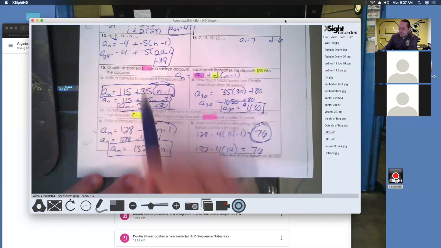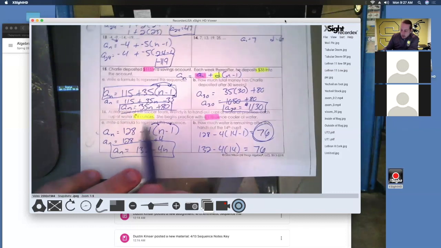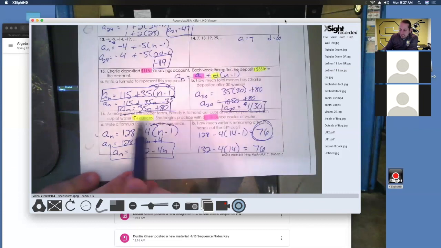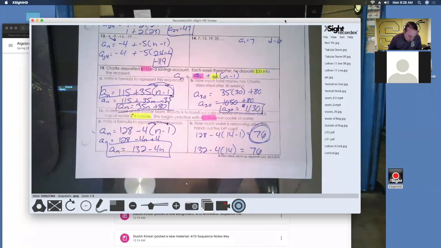Okay. That's the one thing, if you look at 16, you start with 128 ounces, but she's taking away 4 ounces, so that should be a negative 4. That's the main difference in that one. Okay, so for number 11, do we put 24 first?